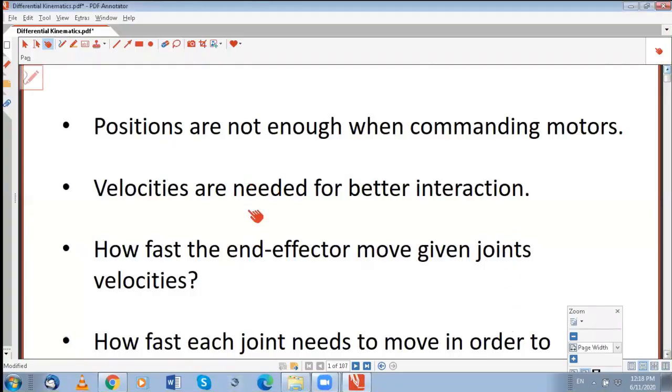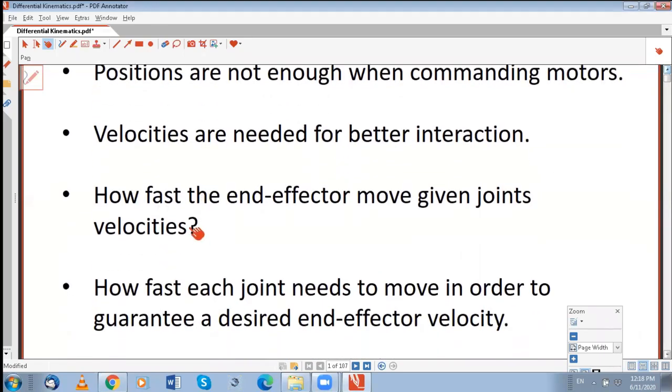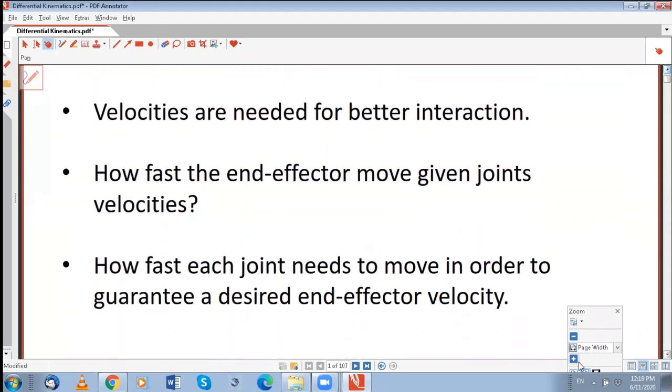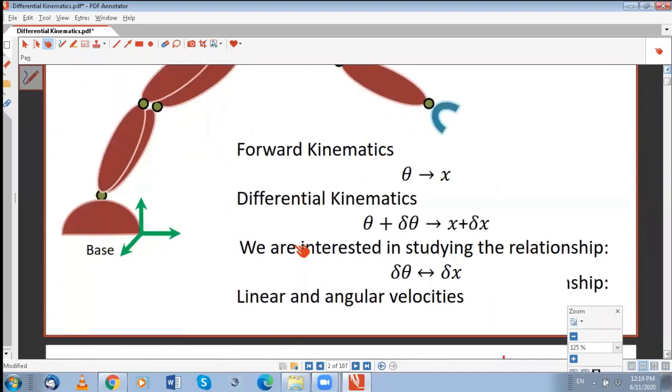Okay, so last time we discussed differential kinematics. The motivation is that, given the joint velocities, we want to see how the end effector moves. With how much velocity does it move? And by velocity, I mean both linear velocity and angular velocity.